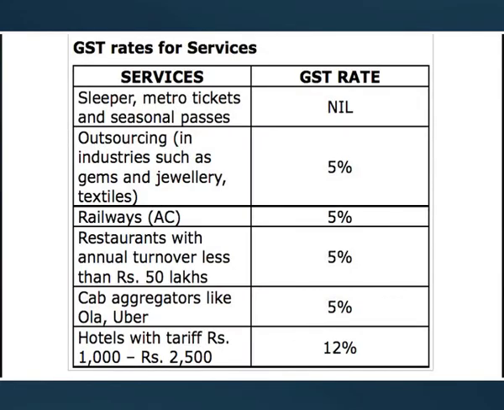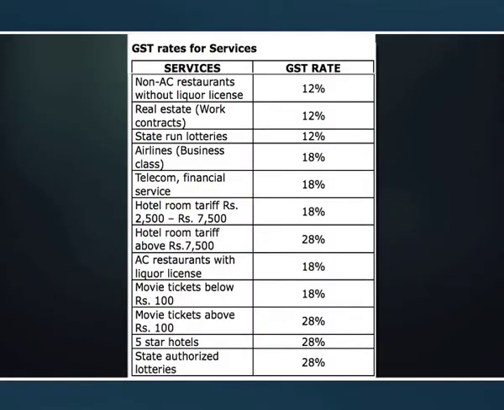GST rates for services. Sleeper, metro tickets and seasonal passes, nil. Outsourcing in industries such as gems and jewelry, textiles, 5%. Railways like AC, 5%. Restaurants with annual turnover less than Rs 50 lakh, 5%. Cab aggregators like Ola, Uber, 5%. Hotels with tariff rates between 1,000 and 2,500, 12%. Non-AC restaurants without liquor license, 12%. Real estate work contracts, 12%.